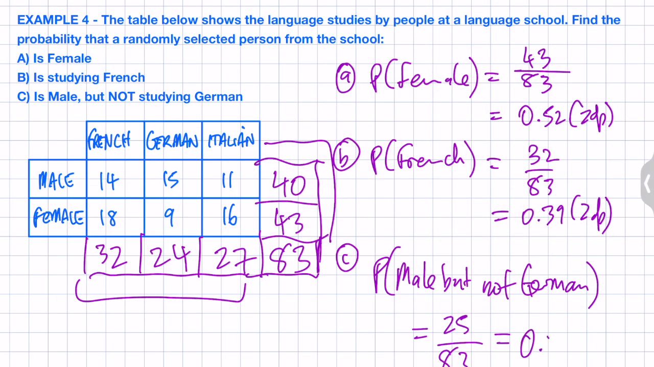That's 30%, 0.30 to 2 decimal points. Okay. I'll stop the video there.